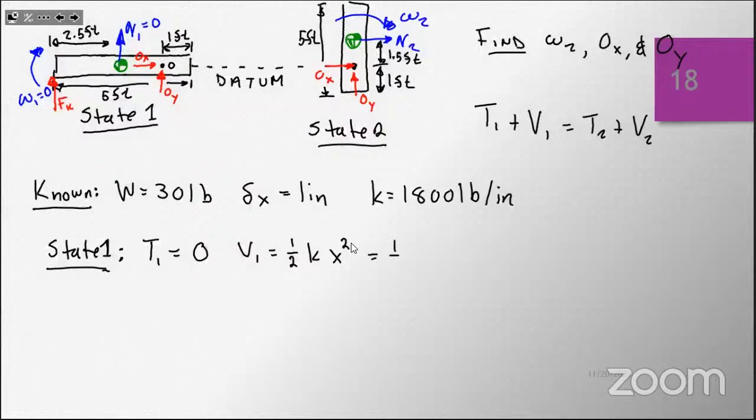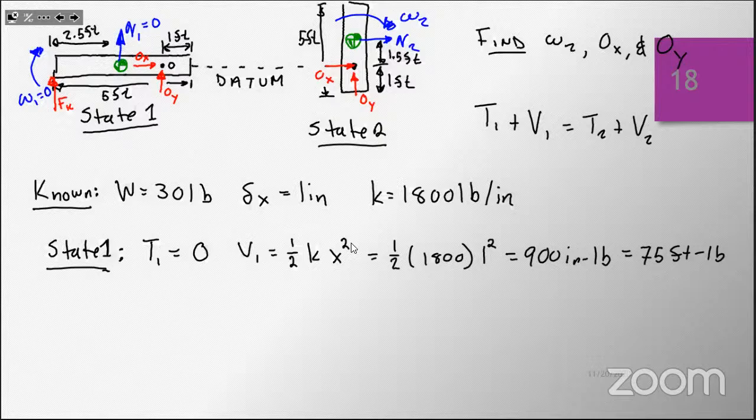So we know all this. This is 1/2 times 1800 times 1 squared. All right, so this is 900 inch-pounds, which if we went through and did the conversion, right, this would be 75 foot-pounds. Okay? Great, so we have that.